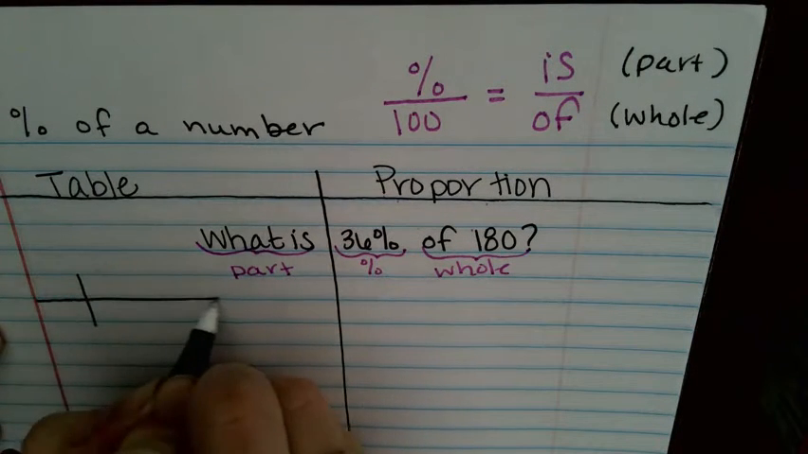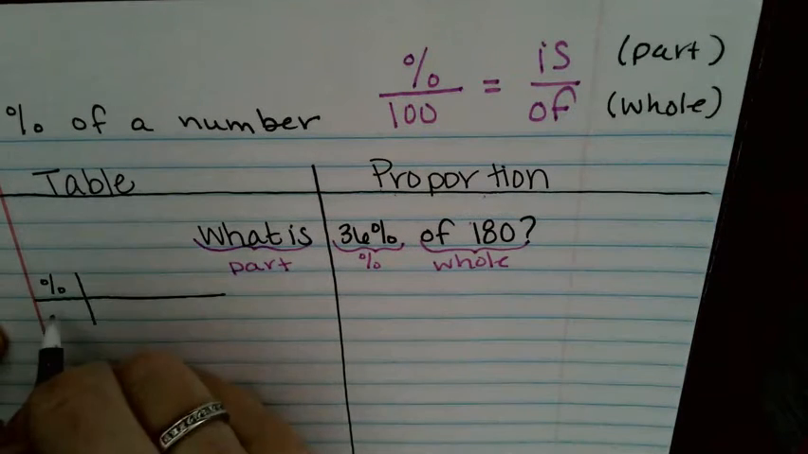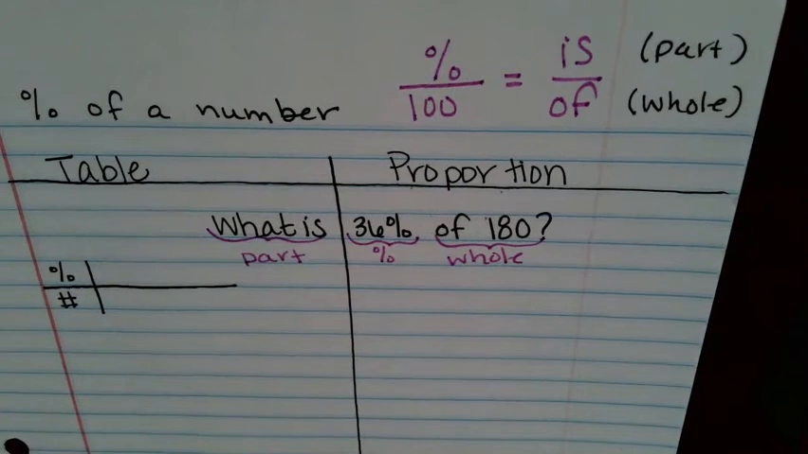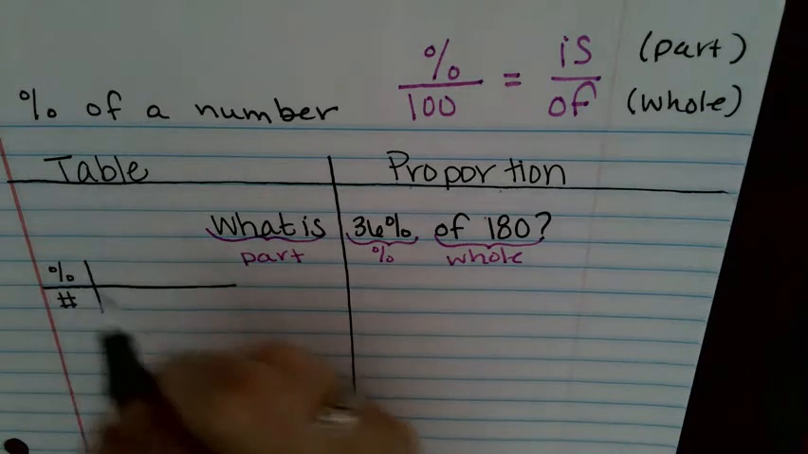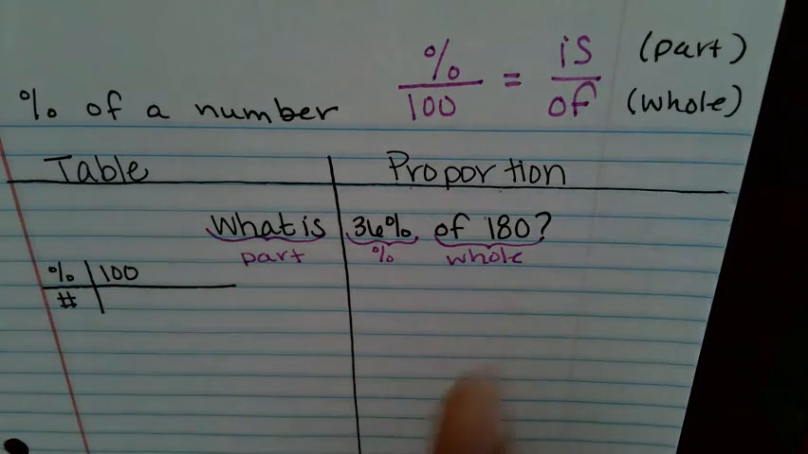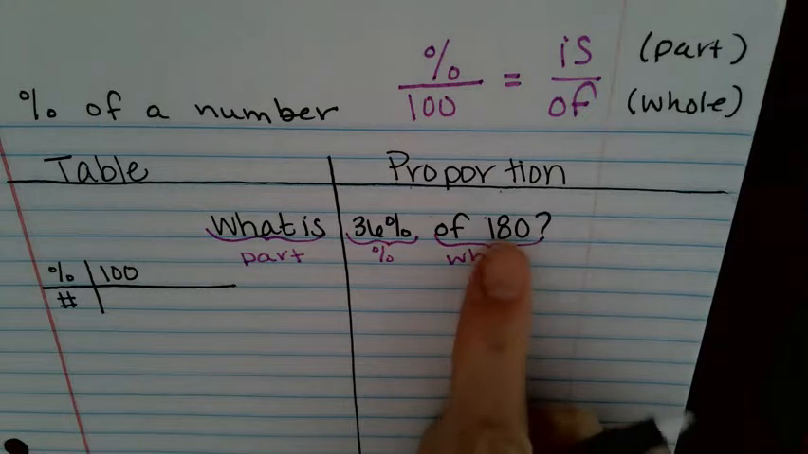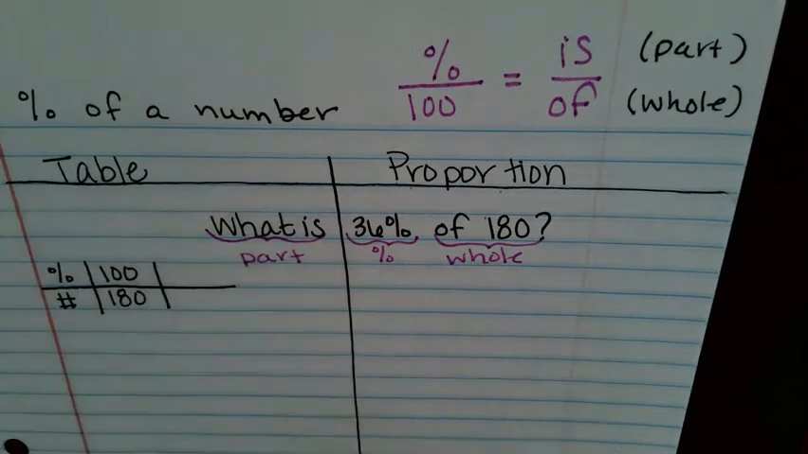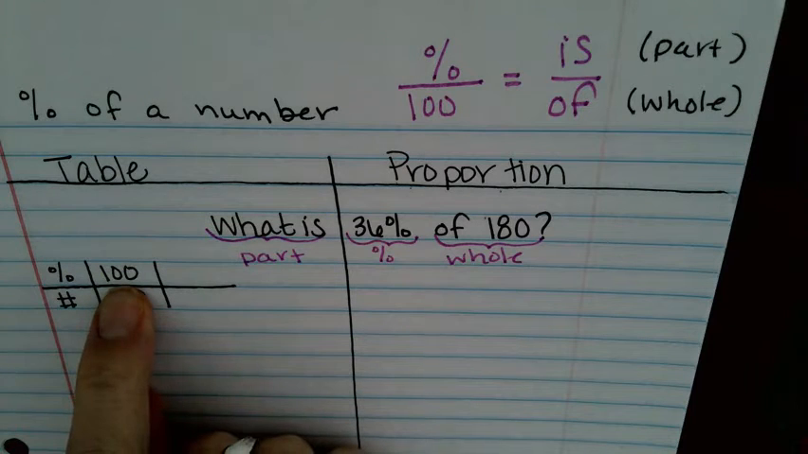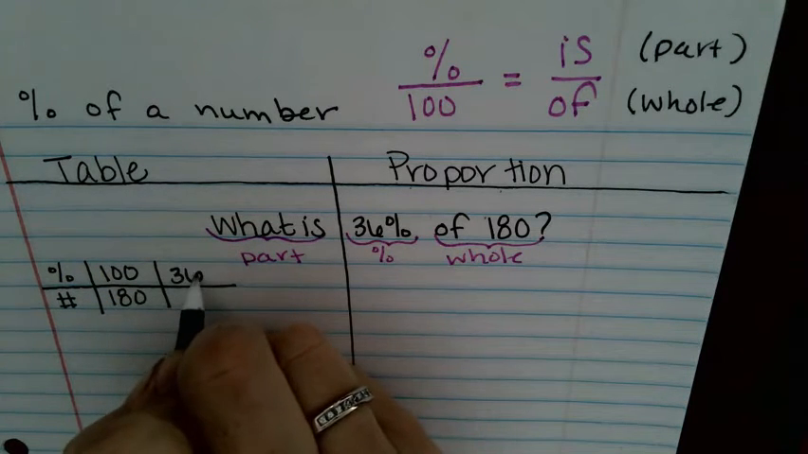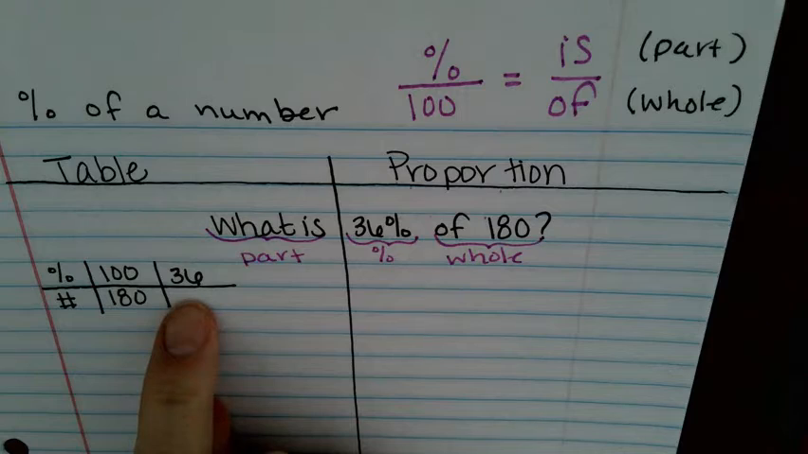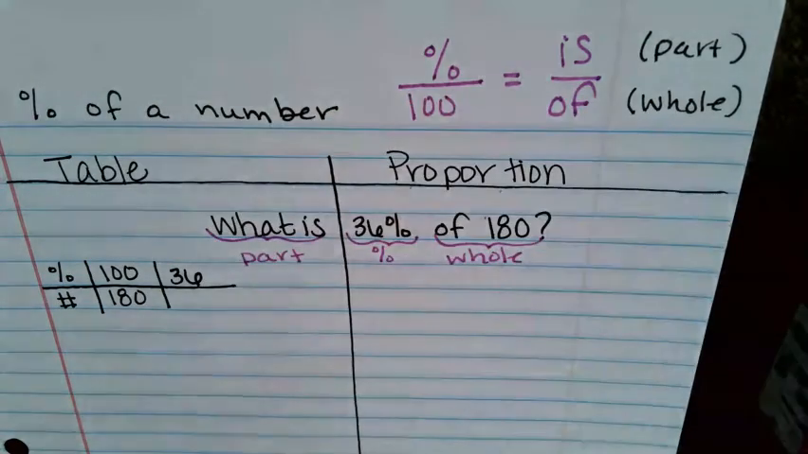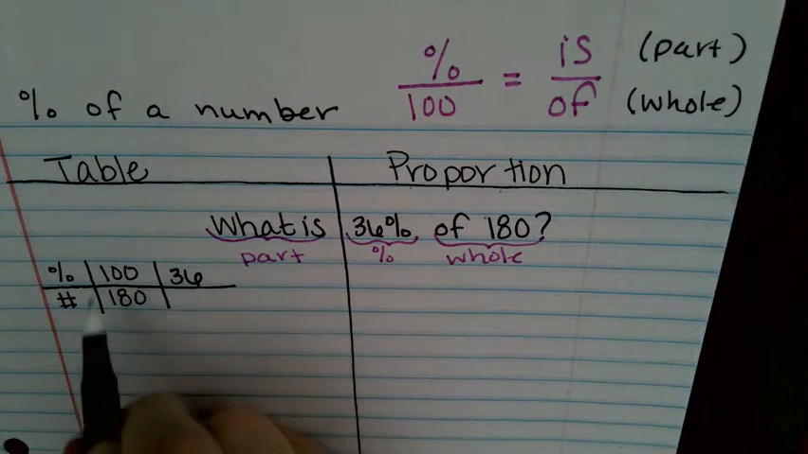We're going to put the percent on the top, and we'll put the number on the bottom. Now, I always start with whatever 100% is, whether I know it or not. So I know that 100% is the whole amount because 100% of 180 is 180. Okay? But I'm not interested in 100%. I'm interested in 36%, right? Now, trying to figure out how to get from 100 to 36, some of you might know that if you divide, you can multiply.